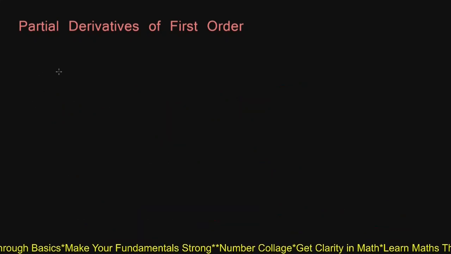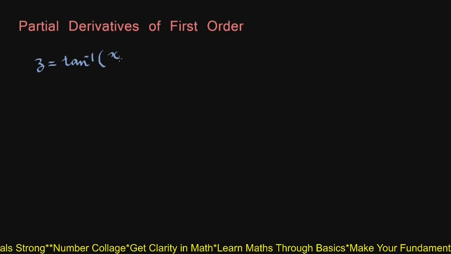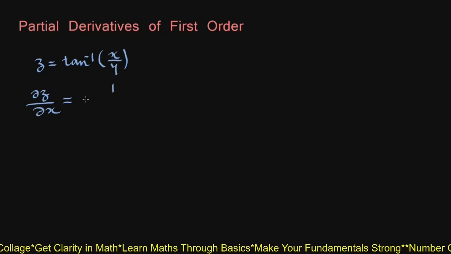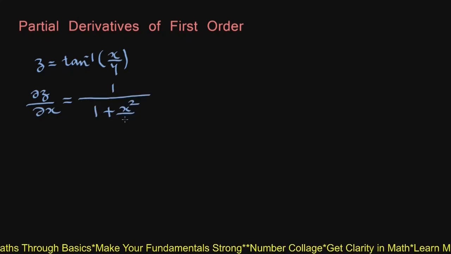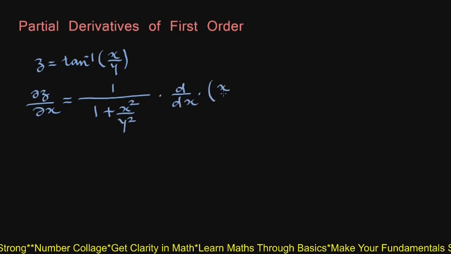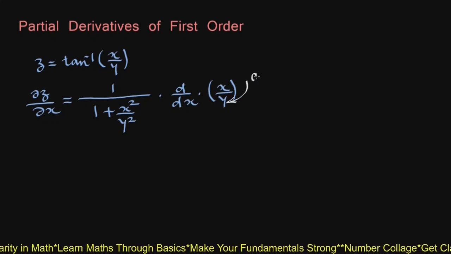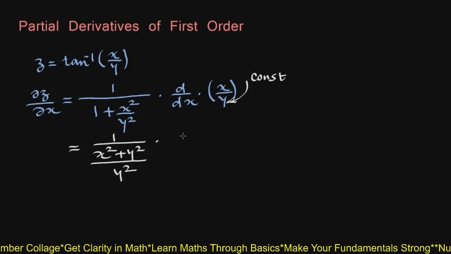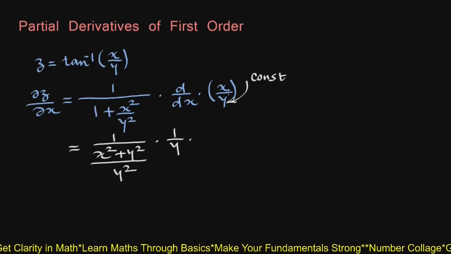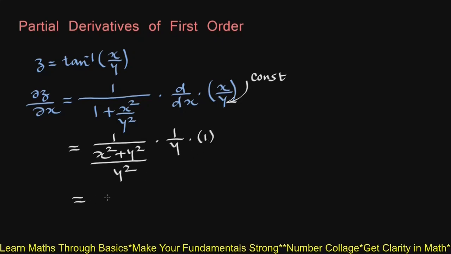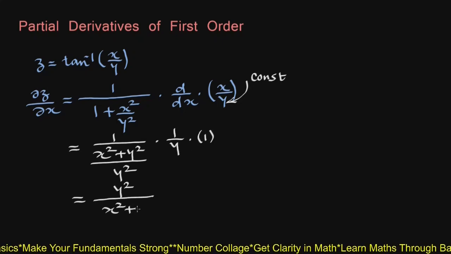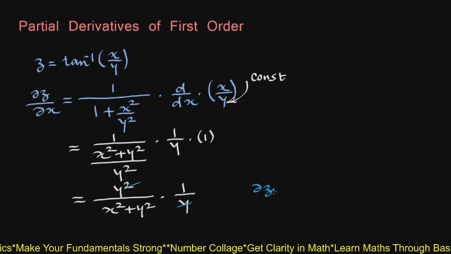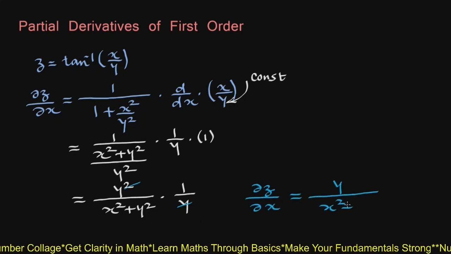How to partially differentiate z equals tan⁻¹(x/y). ∂z/∂x will be the derivative of tan⁻¹(x/y), which is 1 upon 1 plus x²/y², into d/dx of x/y, treating 1/y to be constant. So this will be 1 upon (x² + y²)/y², into constant 1/y, the derivative of x with respect to x being 1. This will be y² upon (x² + y²), into 1/y, cancelling this y with one y of y². ∂z/∂x will be y upon x² + y².